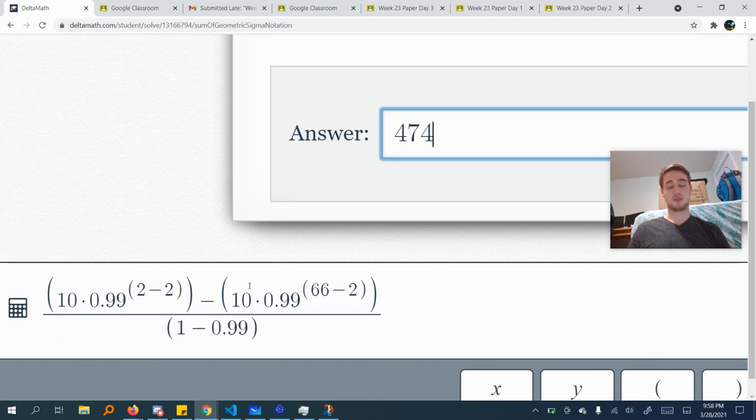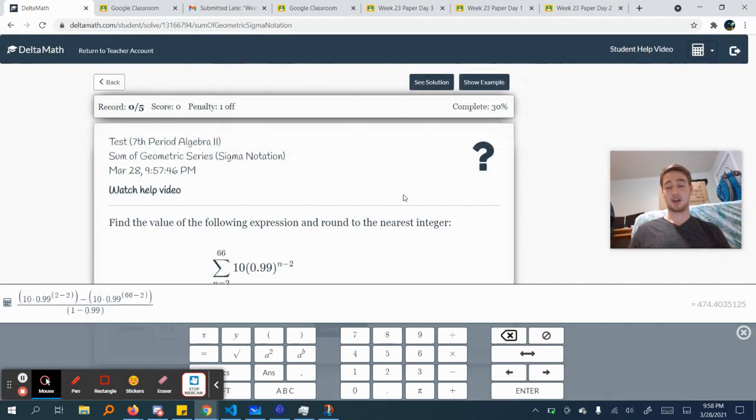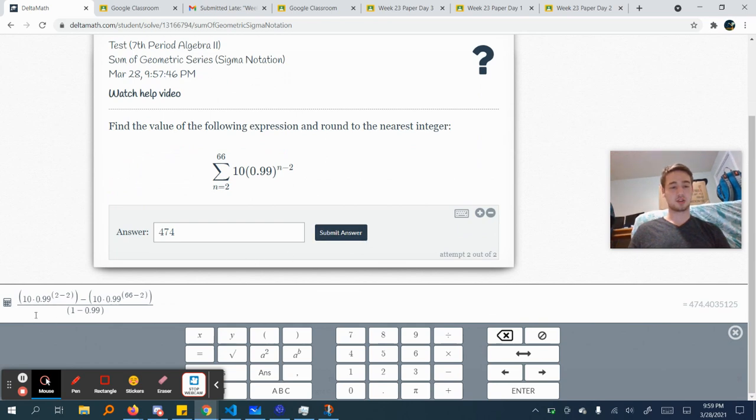So the first term minus the last term divided by 1 minus the ratio. Let me see if I made a typo of some sort. I made a silly mistake. The mistake that I made was, instead of raising it to the n minus 2 here, I need to raise the ratio to the n power. And n is actually going to be the number of terms in our sequence. And in that case, 66 minus 2 is 64, plus 1 is 65. So I believe 480 should be our answer.